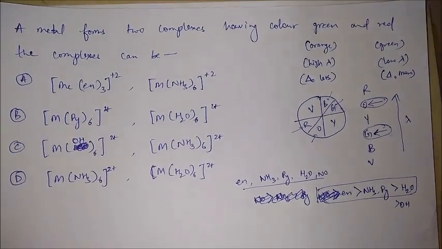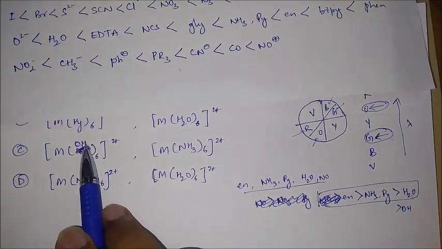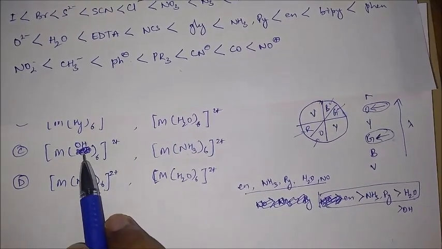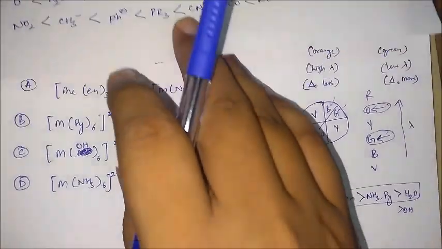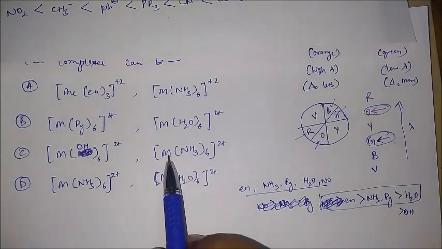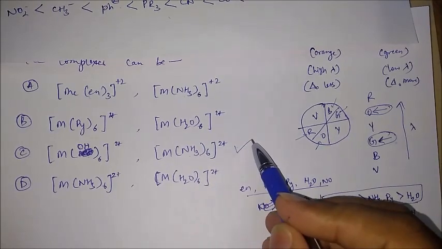If you see this one, OH will have a lesser value compared to NH3. So the delta O value will be less for this, and for NH3 the delta value will be more. So that's why this should be your correct option.